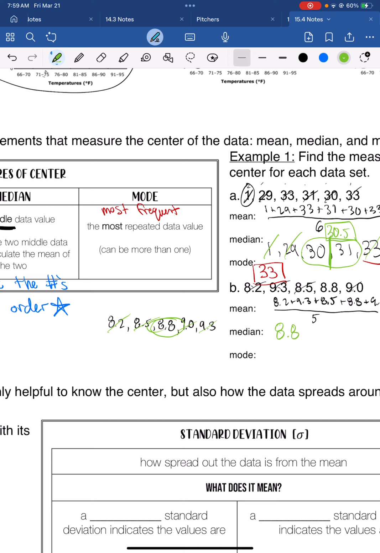All right. When we look here, we see, are there any numbers that repeat? And in fact, there aren't any, so we can say that there's no mode. No mode in this problem right here.